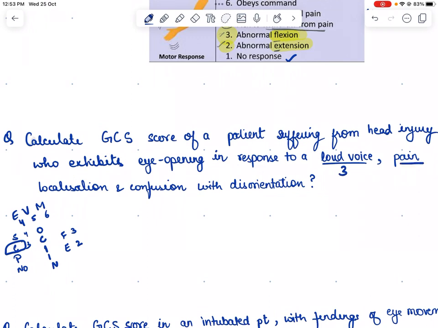Okay, after that pain, localization and confusion with disorientation, means he doesn't know where he is, so confusion is there. So our mnemonic is OCIIN, so C comes after that. So in verbal response the maximum score is 5. After 5 there is 4. So for C, for confusion, we are going to give 4 points.